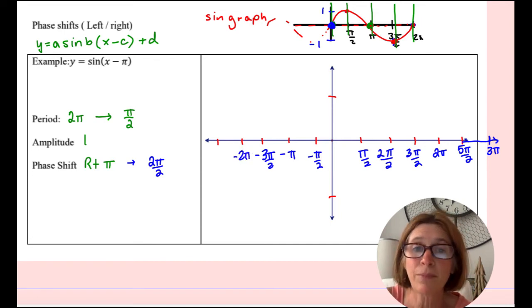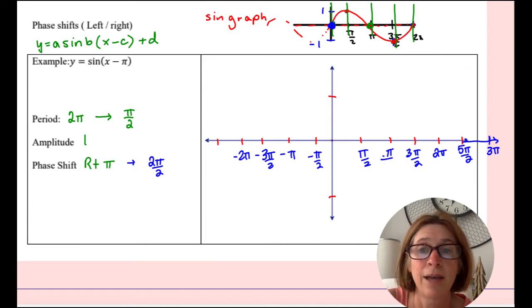Okay, so now I'm ready to start my graph. So I'm going to shift over to pi. Actually, let me clean that up. I'm going to start there at 0 at my midline. I'm going to go up to 1. I'm going to go back down to 2 pi. I'm going to go down to -1 and then back up at 3 pi.